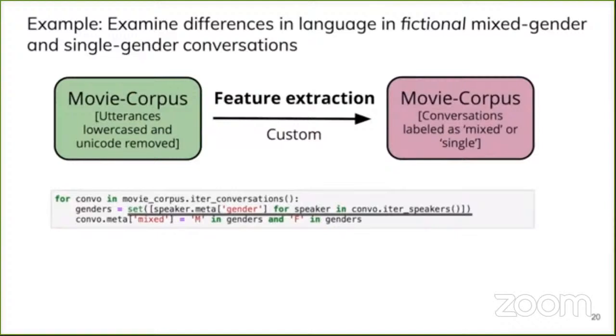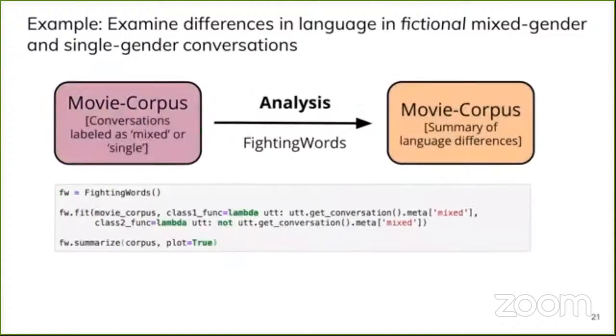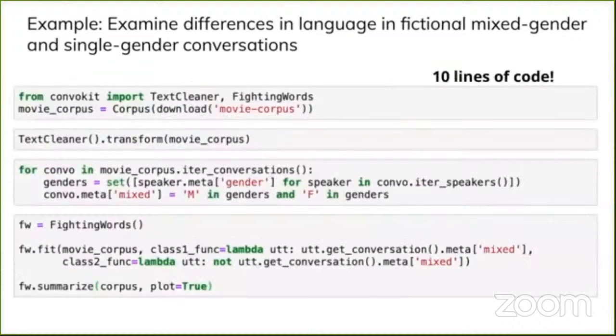And here we want to emphasize one of the virtues of Convocate, which is that it's easy to link components together. And so it's very easy for us to label this conversation based on the attributes of the speakers that have participated in this conversation, which might be more difficult to do in other setups. Finally, we do some fighting words analysis based on these two groupings and find a summary of language differences. And so all these steps come down to a quick and simple 10 lines of code.